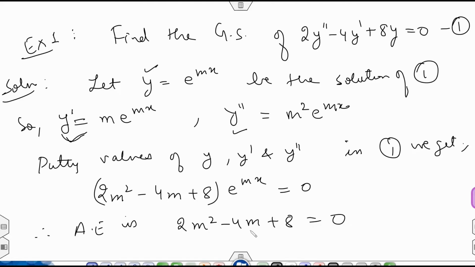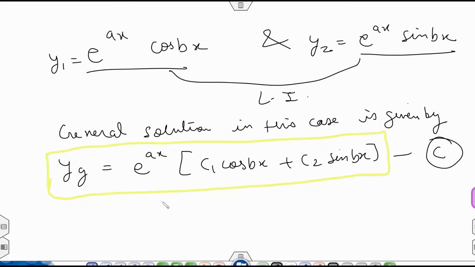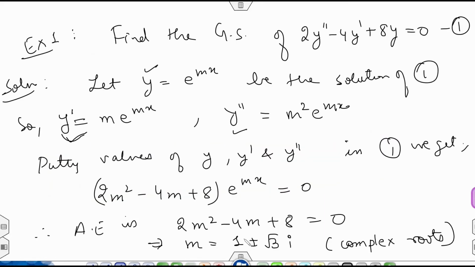Now if you solve this, m comes out to be an imaginary or complex root. So this is case 3. Here you can see that this is your real part and this one is your imaginary part. So your real part is 1 and the imaginary part is root 3.